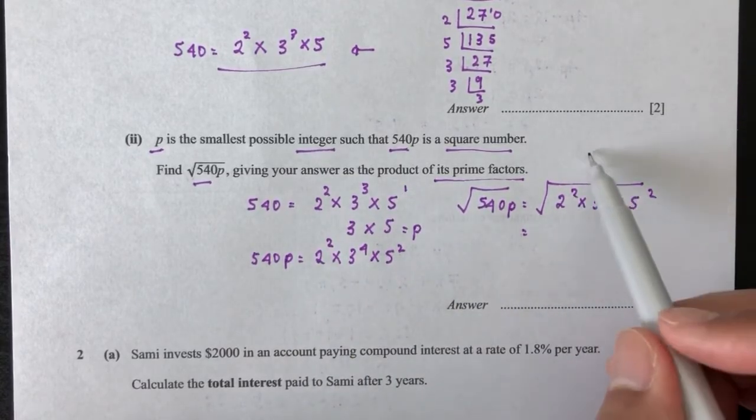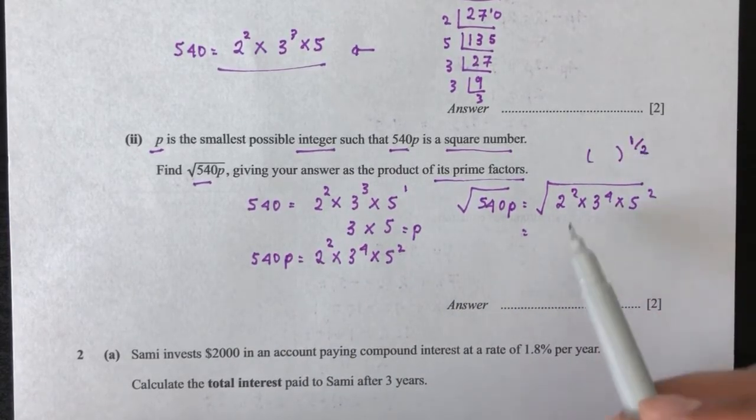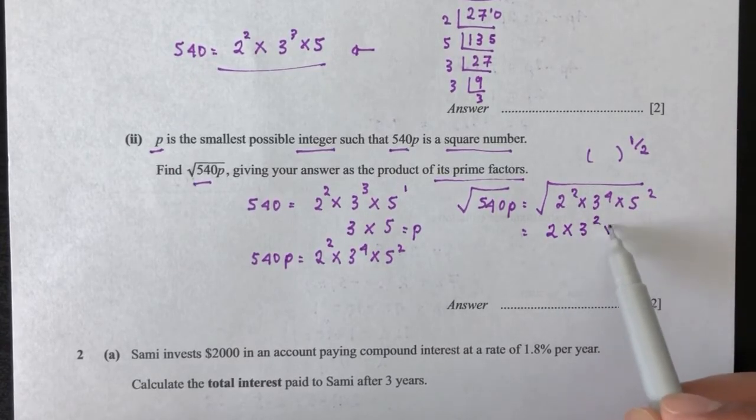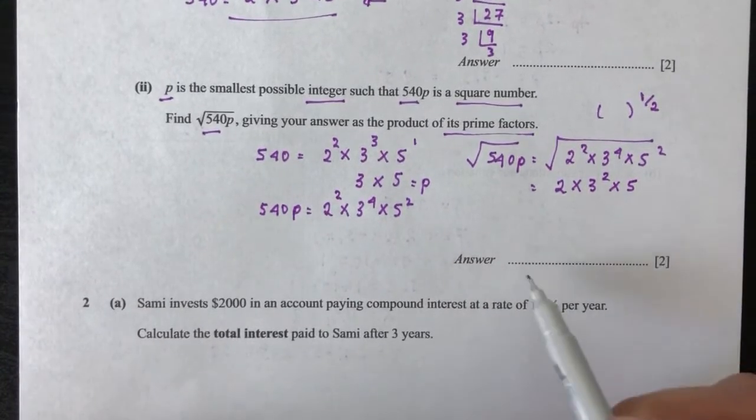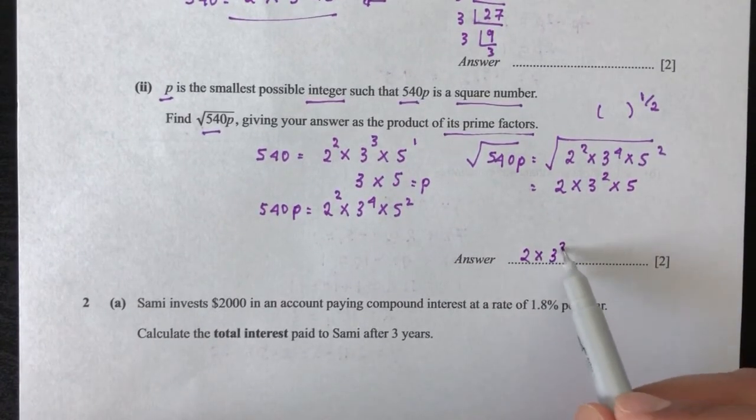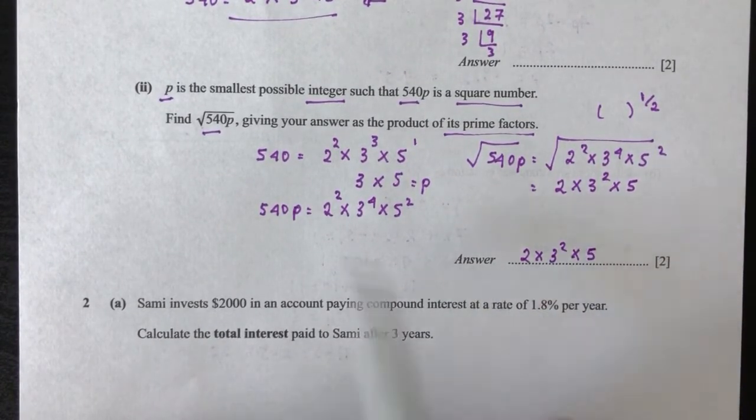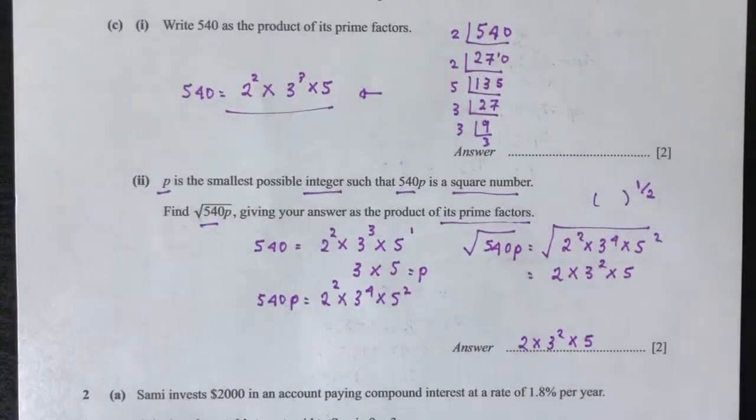So square root is power of half, as you know. Simplify, you will get 2 times 3 power 2 times 5. So 2 times 3 power 2 times 5 will be your answer for part 2. And this is question number 1.